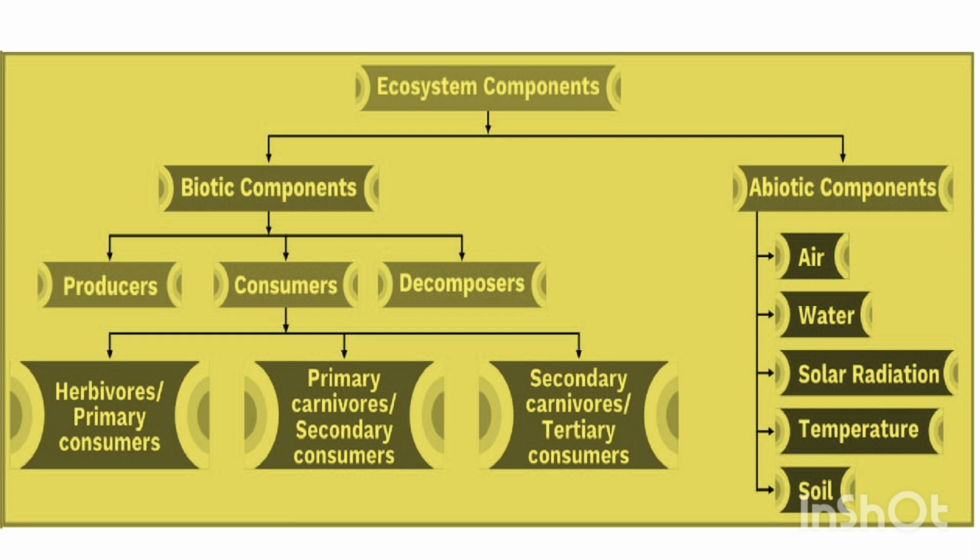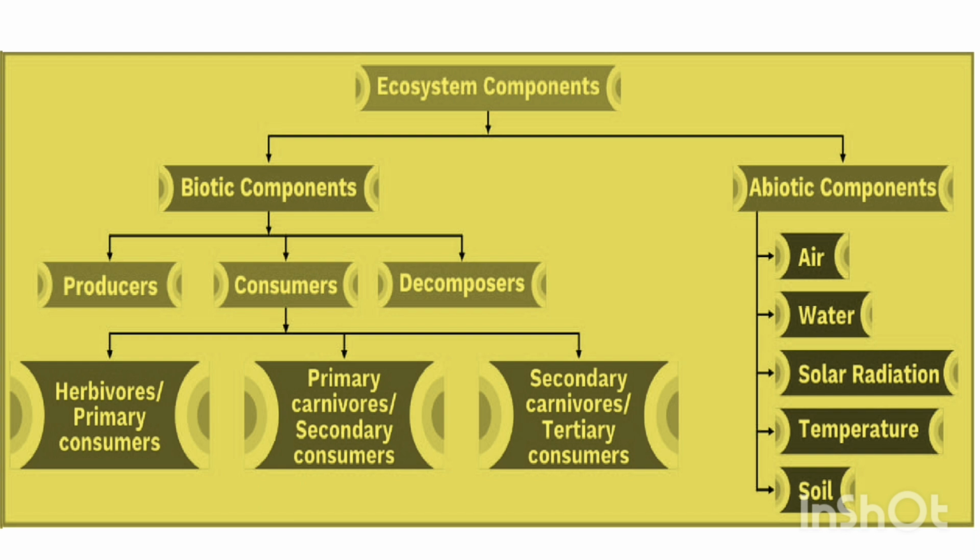One is the biotic component, another one is the abiotic component. Biotic components include all the living entities like producer, consumer, decomposer. Abiotic components are air, water, solar radiation, sunlight, temperature and soil factor, the edaphic factor.